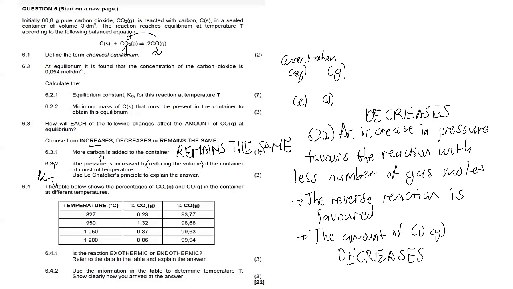Okay, now let's proceed. We have 6.4. It says the table below shows the percentages of carbon dioxide and carbon monoxide in the container at different temperatures. Now 6.4.1 is saying, is the reaction exothermic or endothermic? Refer to the data in the table and explain the answer. Let's give them the observation. The yield, so I want you to fixate your eyes here and note what is happening. The carbon monoxide, remember, this is our product, right?